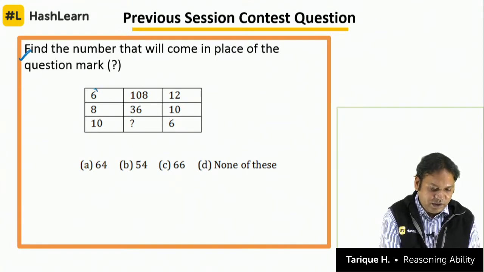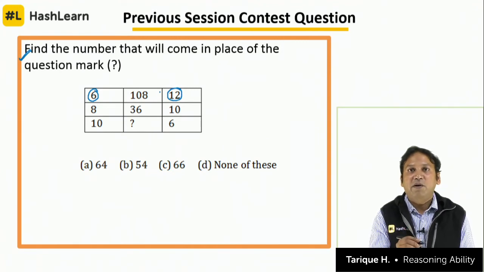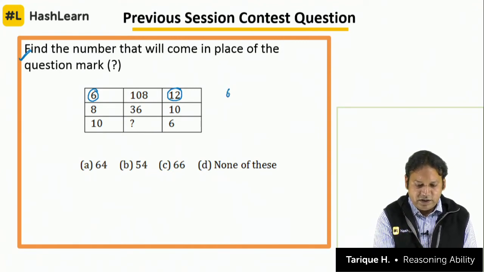So what is the first number here? It is 6 and this is 12. Add the first number and the last number and see what you get. 6 plus 12 is 18. Okay. Now you take the difference of 12 and 6.